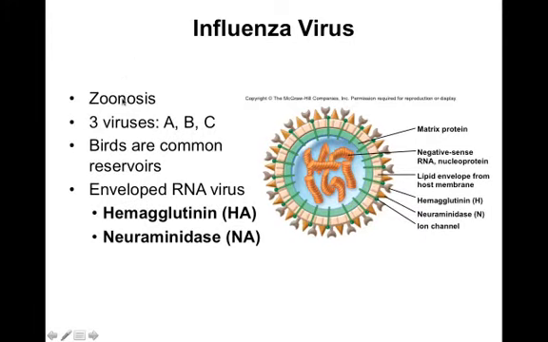It is a zoonosis, so it is a virus that originated in birds, but it has migrated into humans and pigs primarily, but other animals can also be affected. There are three viruses, A, B, and C. A used to be the most severe, not so much anymore. B is a little bit more severe, at least in humans. Birds are common reservoirs, and that's because they are the primary target for the infection.